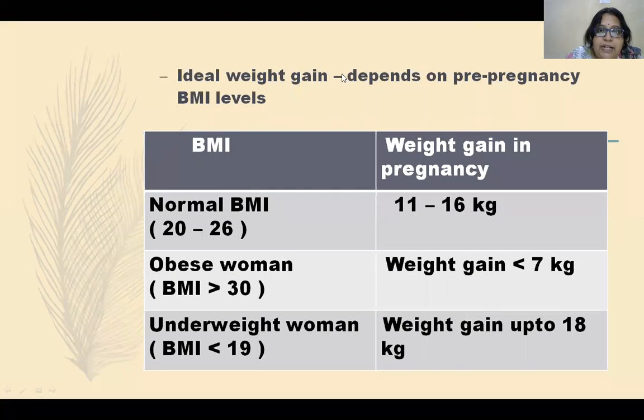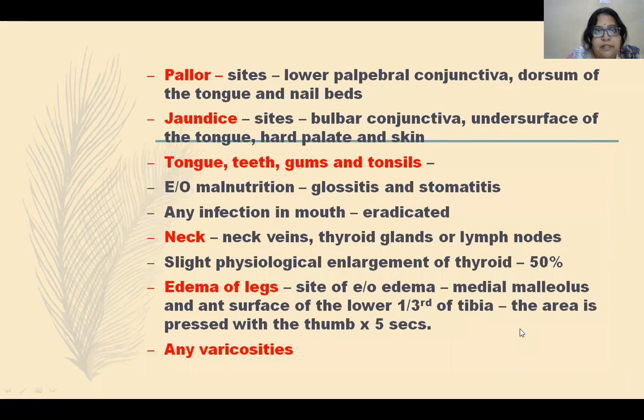So this is the ideal weight gain which should be expected. This ideal weight gain is based on pre-pregnancy BMI levels. If it is normal, between 20 to 26, weight gain in this pregnancy should be only 11 to 16. If she is obese, then it should be less than 7. And underweight woman, she can gain up to 18 kgs.